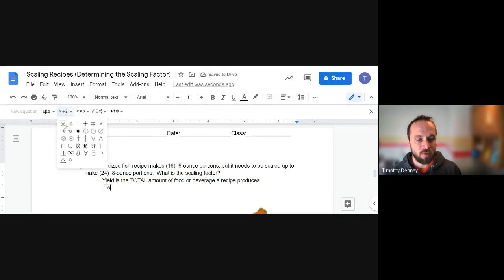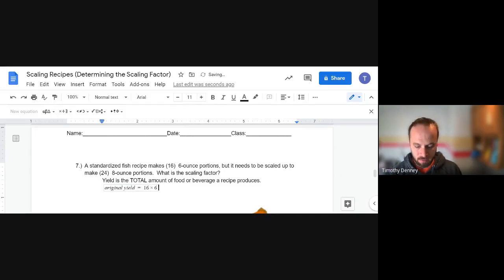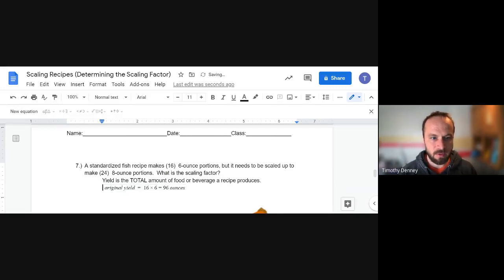And this is for the recipe, so this is our original. 16 times 6, which is going to equal 92, I think. No, 96. 96 ounces. Okay, that's the original yield. All right, what about the desired yield? Same process, except we have 24 plates, and we want them each to have 8 ounces. So 192 ounces.